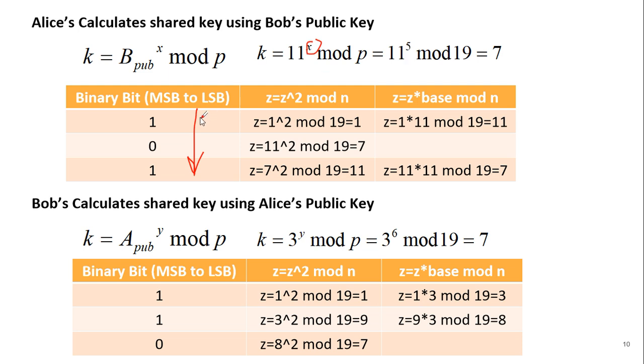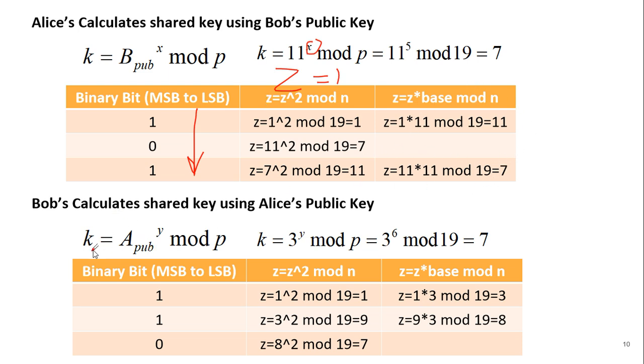5 is nothing but 101, and here initially z is equal to 1, and all operations are calculated. When the bit is 0, we only do the square operation, but when it is 1, we do both operations, square and multiply. In this way we calculate.